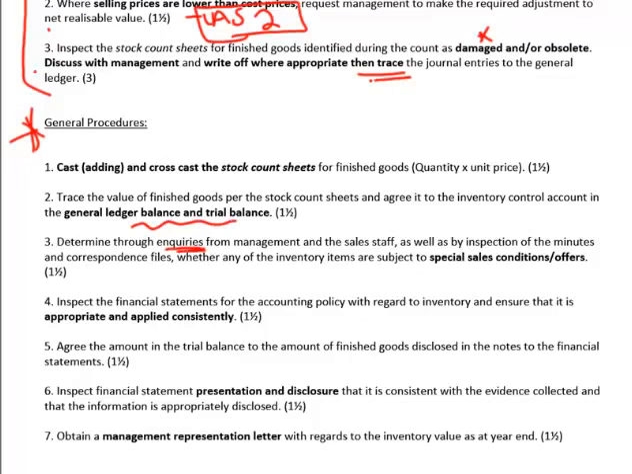Okay. Number 3, determine through inquiries from management and the sales staff, as well as by inspection of the minutes and correspondence files, whether any of the inventory items are subject to any special sales conditions. So is there anything there we need to be aware of? Maybe we need to adjust the value of inventory there.